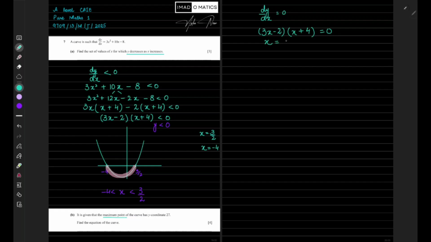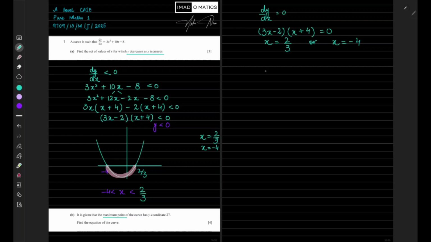So from this we get x equals 2 over 3. Yeah, sorry. Here also x is 2 over 3. I wrote 3 over 2. It's 2 over 3. So this is also 2 over 3 and this is also 2 over 3. Okay, yeah. So x equals 2 over 3 or x equals minus 4.